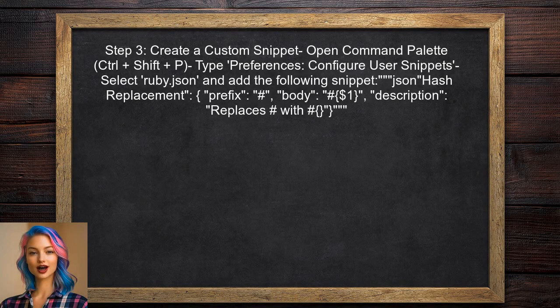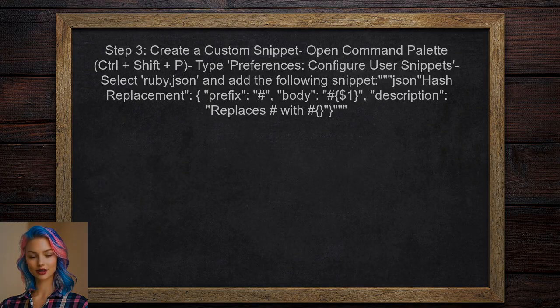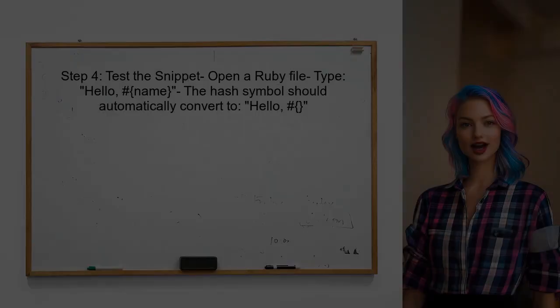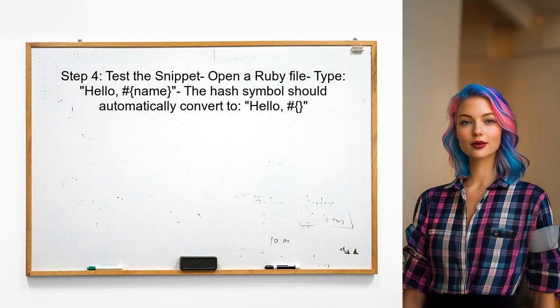Now, the user should create a custom snippet for the hash replacement. This involves editing the snippets file to define how the hash symbol should be replaced. Finally, the user can test the new snippet by typing the hash symbol in a Ruby double-quoted string. It should automatically convert to the hash curly braces format.